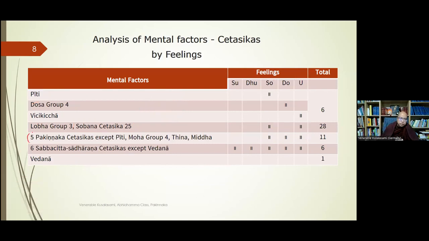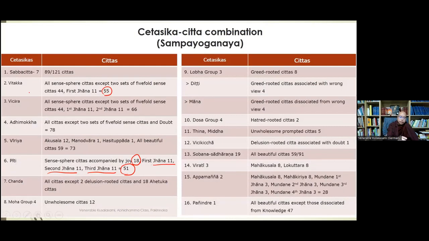And next, the 5 Pakinnaka Cetasika, except Piti. So Piti has only one, here you can find it. And the other Pakinnaka Cetasika are together with somanasa, domanasa, and upekkha. Vicara, Piti already, it has only one feeling. And Vitakka, here you see only 3: somanasa, domanasa, and upekkha. Vicara is the same. And Adhimokkha also. Only these two sets, the fivefold sense consciousness and doubt, must be excluded. And in the other consciousness, you can find somanasa, domanasa, and upekkha, and Viriya as well.